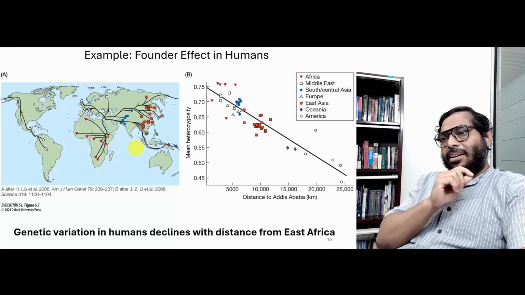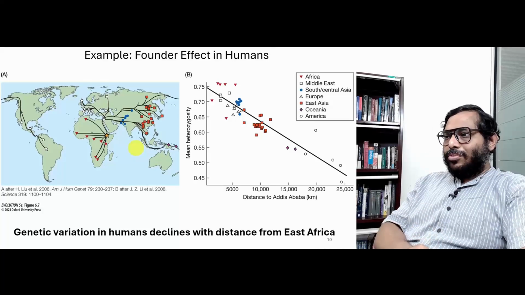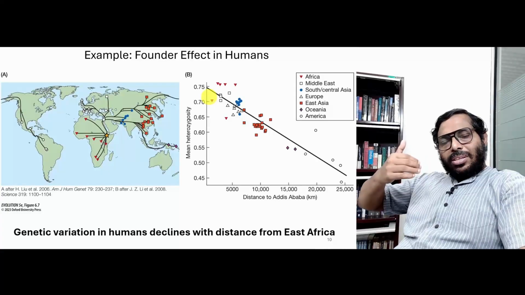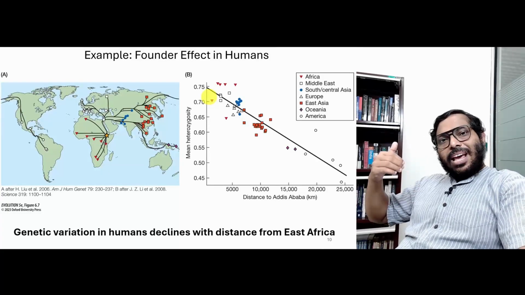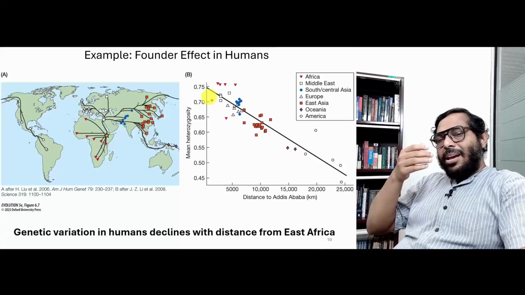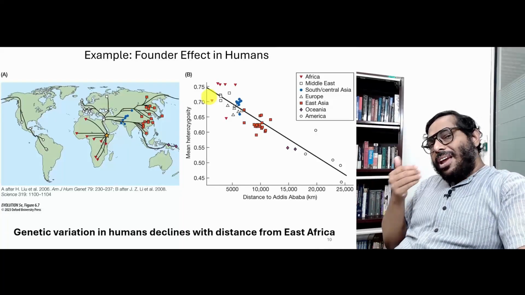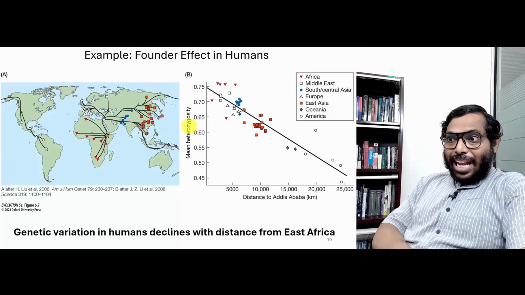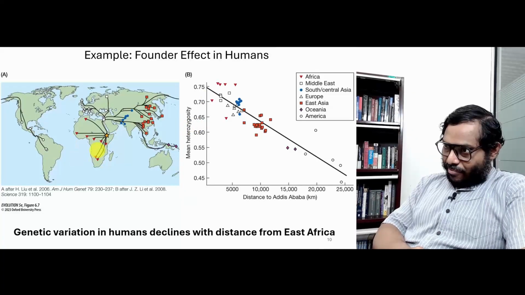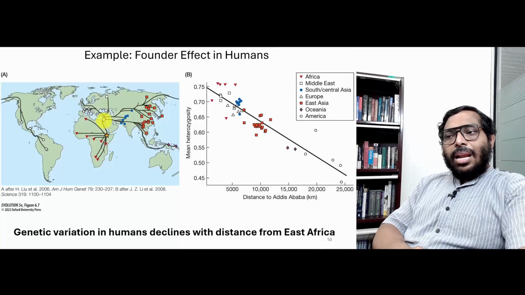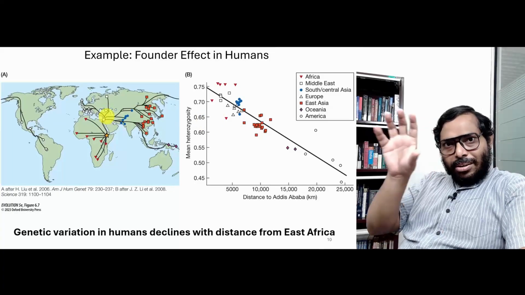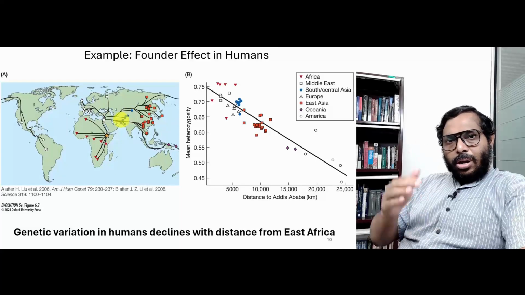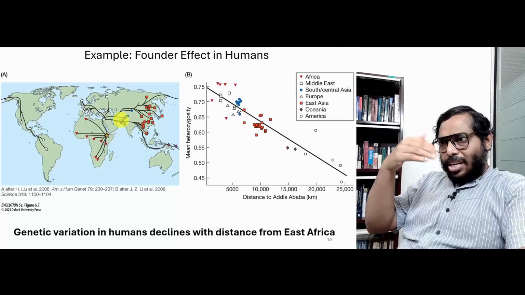So, what people did was, these people, Liu et al., looked at the genetic variation in people from these various parts of the world, and they showed that as you go further away from East Africa in terms of the migration, the genetic variation present in humans keeps on going down. The maximum genetic variation is found amongst human beings in Africa. Then the second largest you find amongst people in the Middle East. From there, the amount for people who came to India and other parts goes down.